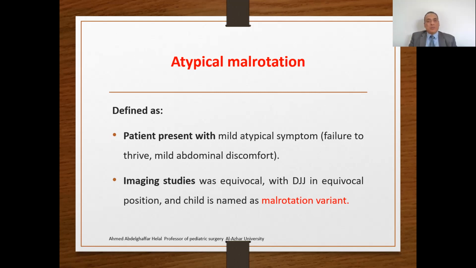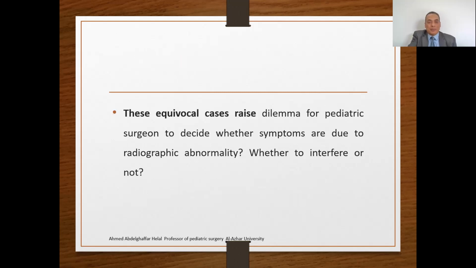A patient with mild symptoms, unlike the previous one, incidentally discovered. In incidentally discovered, the patient is asymptomatic at all, and you find malrotation incidentally. However, in such a case, the child may have mild symptoms, mild abdominal pain, failure to thrive, recurrent colicky pain, and when you perform imaging, the result of the imaging is equivocal.